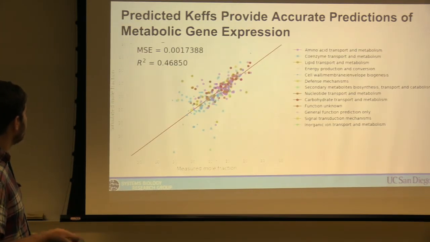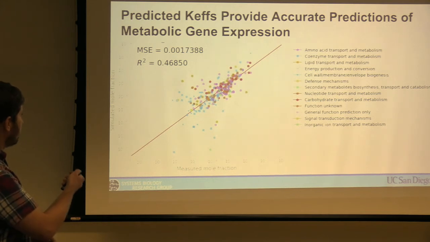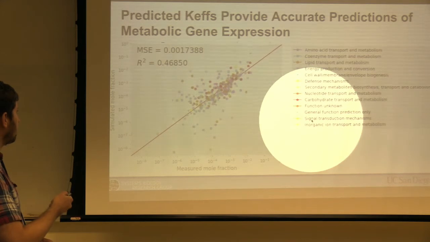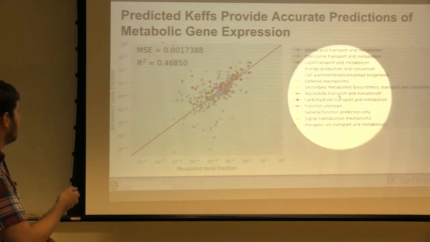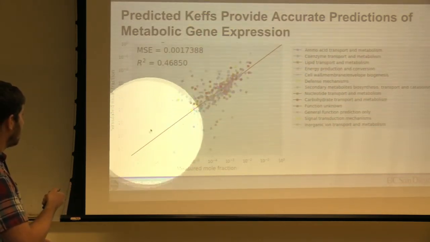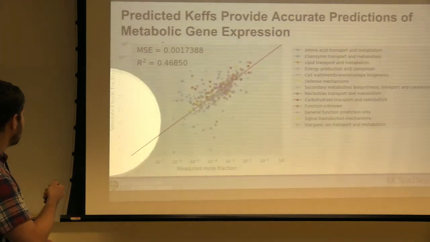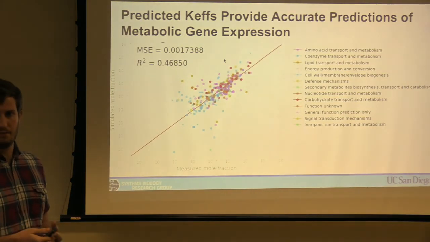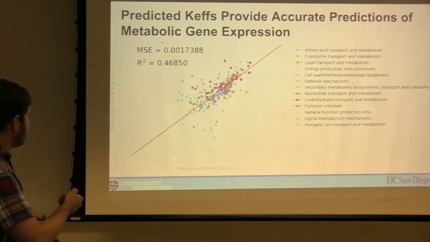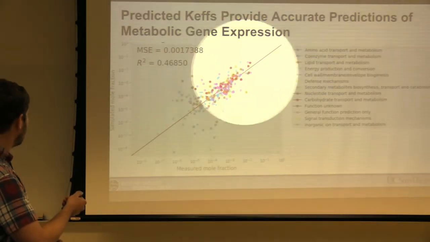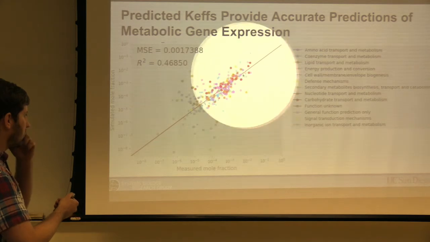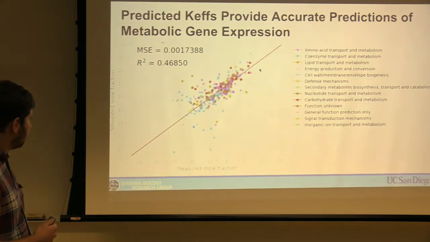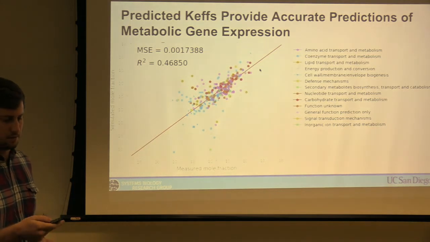As a result, when we take the results of that machine learning pipeline and plug them into the ME-model, we get a correlation of protein between simulated and measured values that actually looks pretty good. It recaptures the general mole fraction allocation of each individual metabolic protein pretty well, so we're pretty happy with that.